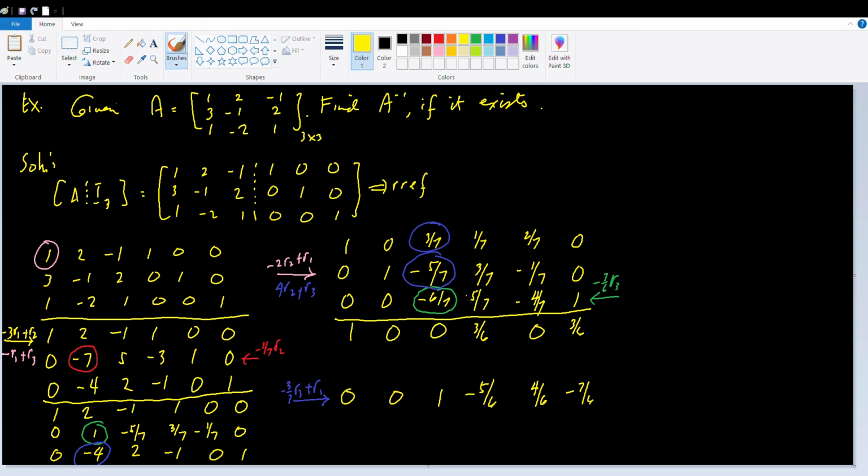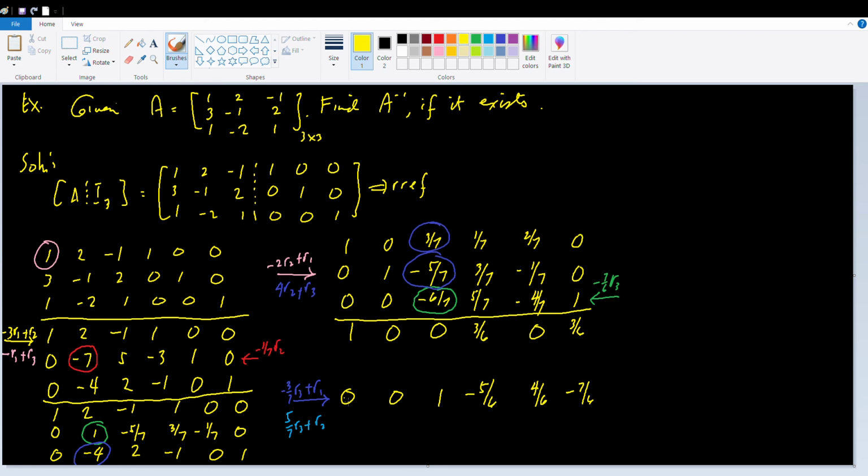Then we go to the second row. We need to transform negative 5 over 7 into a 0. So we shall multiply the third row by positive 5 over 7 and add it to row 2.